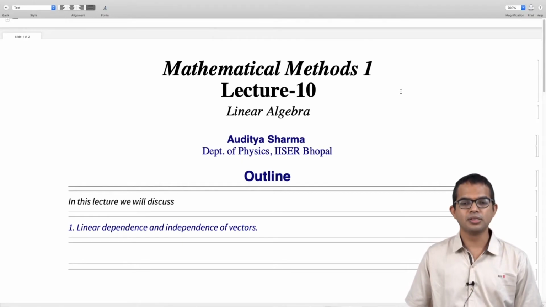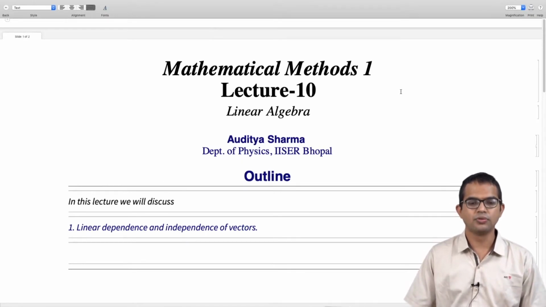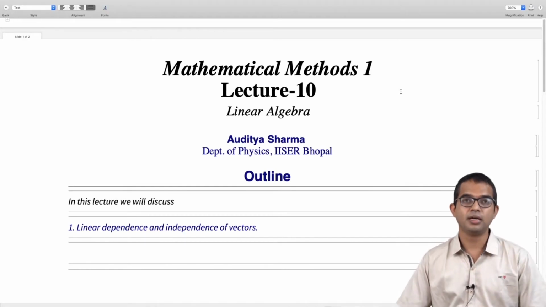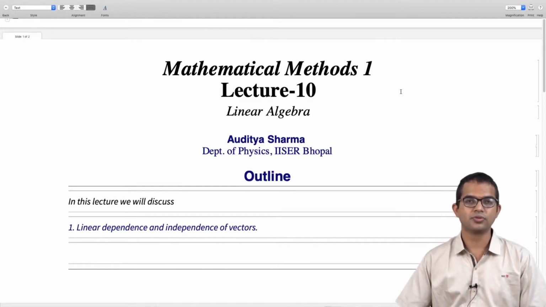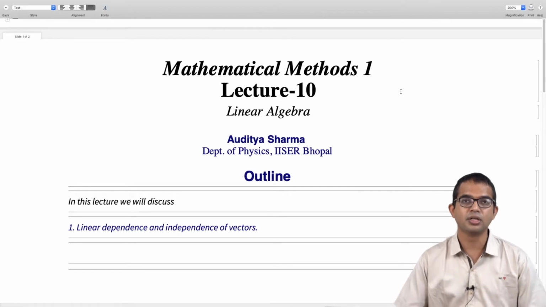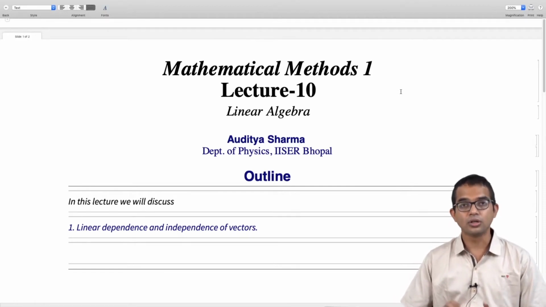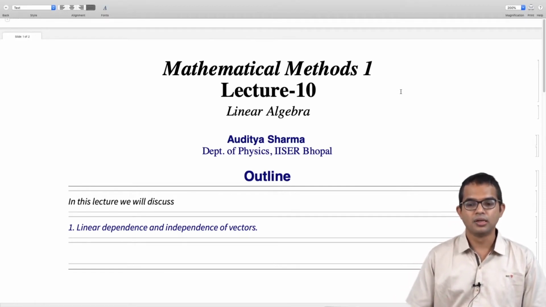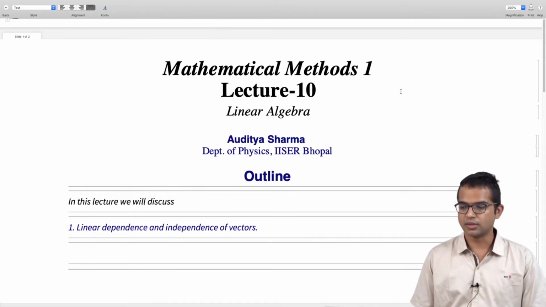Okay, so in this lecture we are going to look at the notion of dependence and independence of a set of vectors. So if you're given a set of vectors, what are the constraints that these set of vectors come up with? The concept that we introduce here will have very important consequences, which we will explore in the lectures which will come ahead.